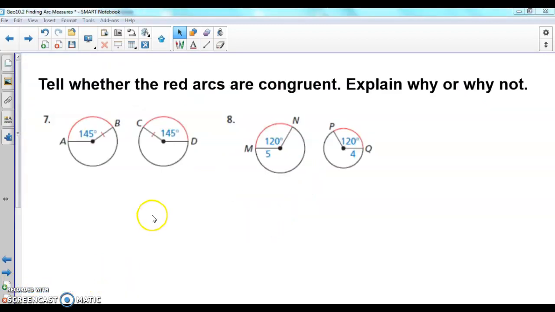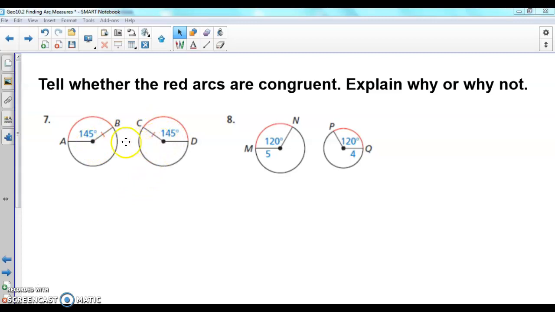Now let's move on to arcs and central angles of circles. So in these two examples, let's tell whether the red arcs are congruent and explain why or why not. So in the first one, the central angles are equal.